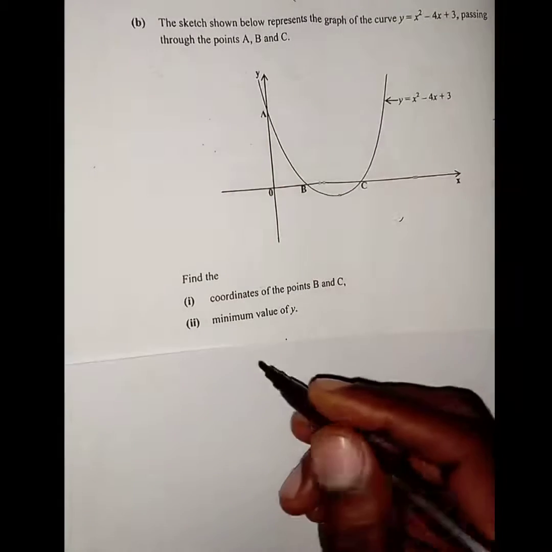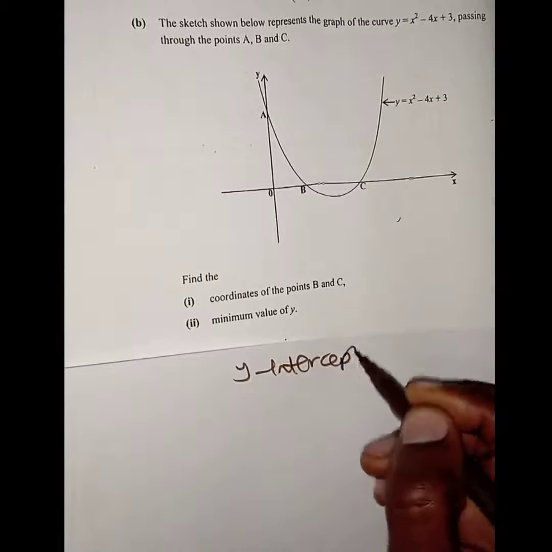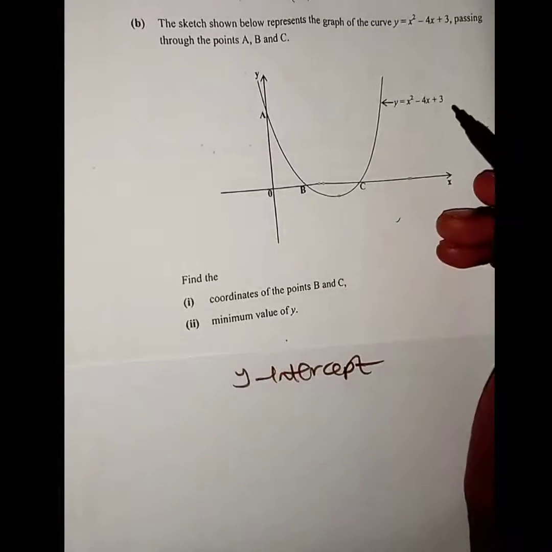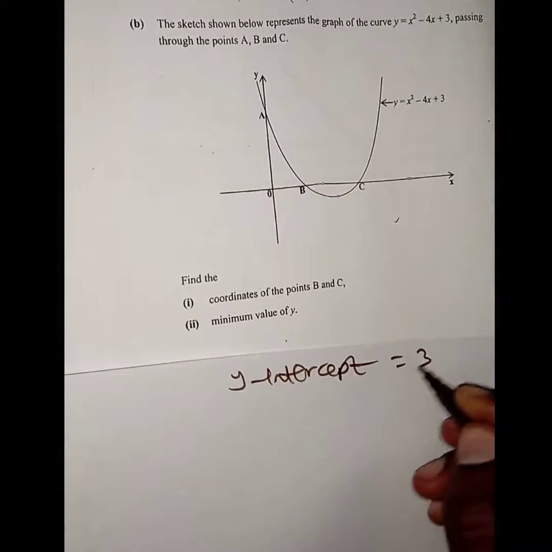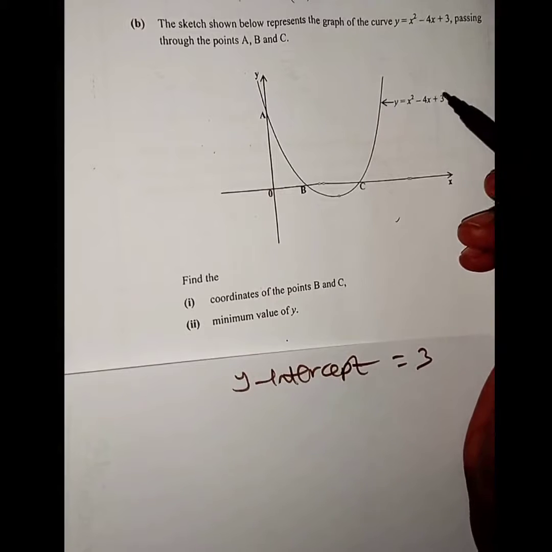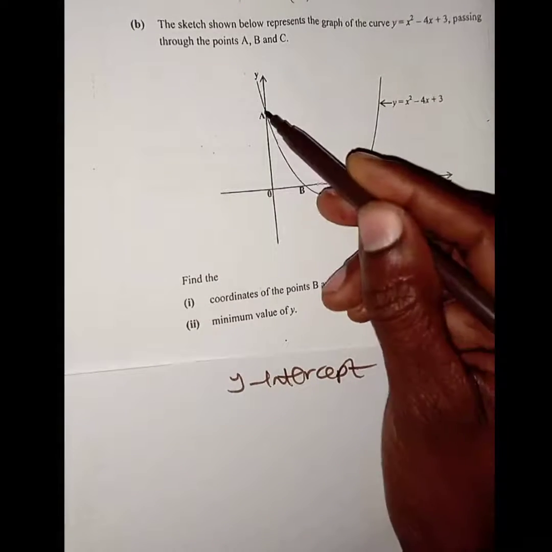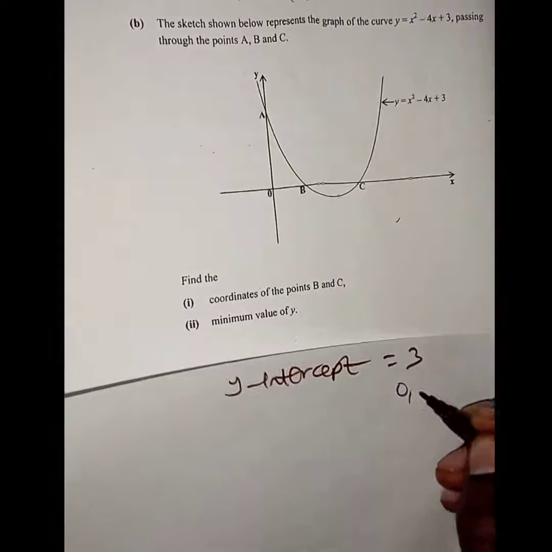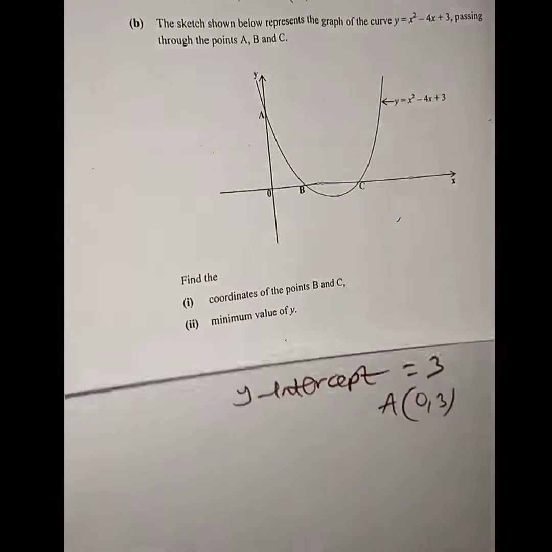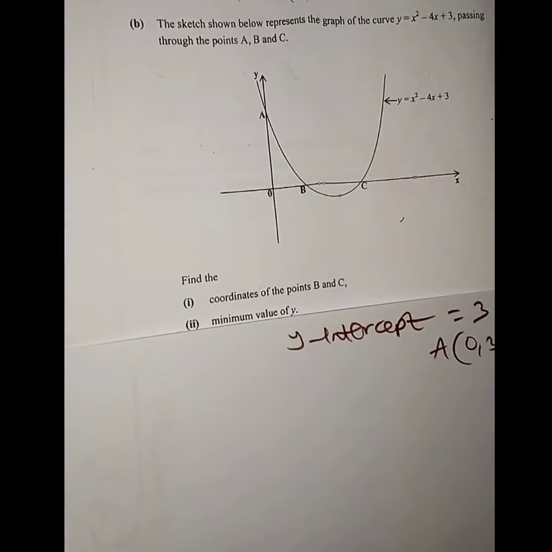Take note that always the y-intercept is the constant that you have. So in this case, the y-intercept is 3. It means if they were to ask you about the coordinate of A, you would have written (0, 3) as your A coordinate. You would have written it like this.